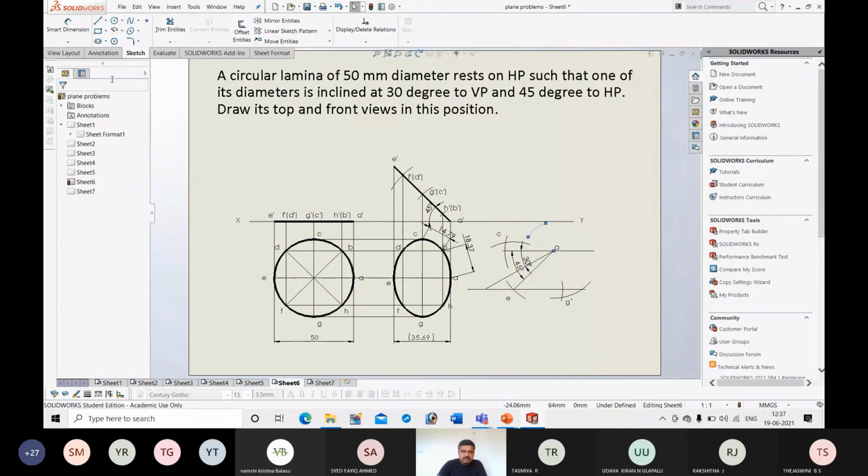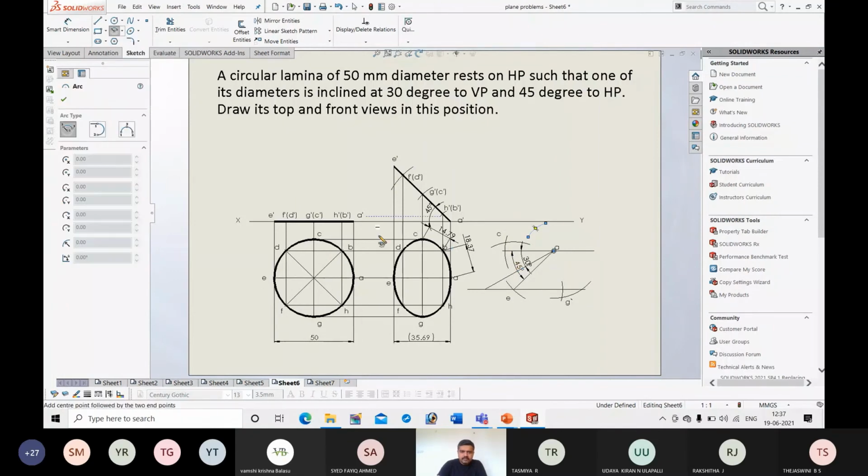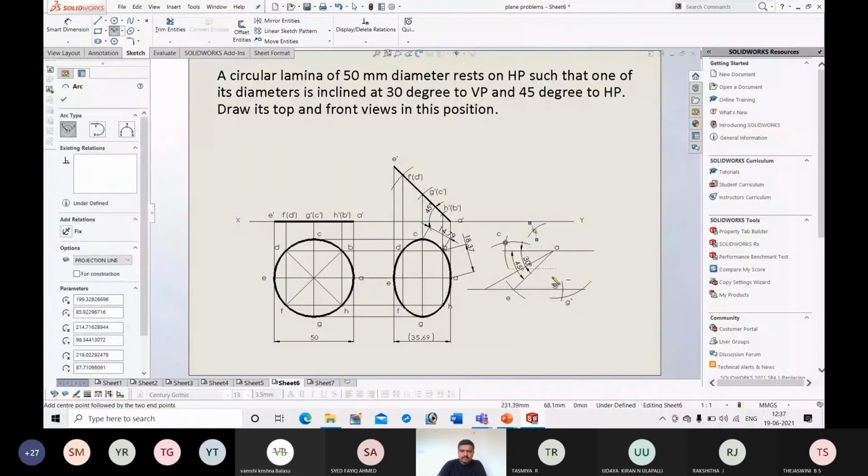Next, C to B. The radial distance between C and B is the radius, and C is the center. I will draw one more arc.